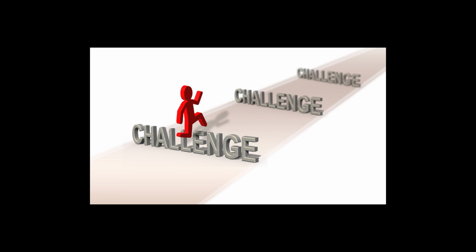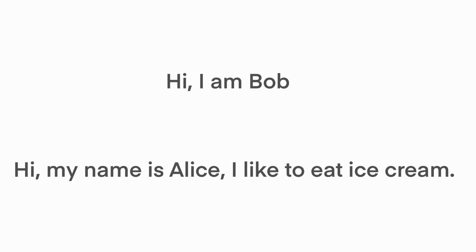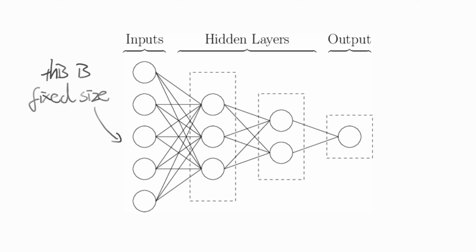Let me show you by looking at these two sentences. "Hi, I am Bob." "Hi, my name is Alice. I like to eat ice cream." The first sentence has 4 words, the second has 12, which in a numerical representation would translate to 4 vectors and 12 vectors respectively. However, neural networks typically require fixed-length inputs. So how do you handle these variable-length sequences?